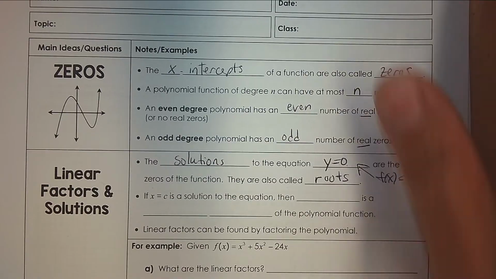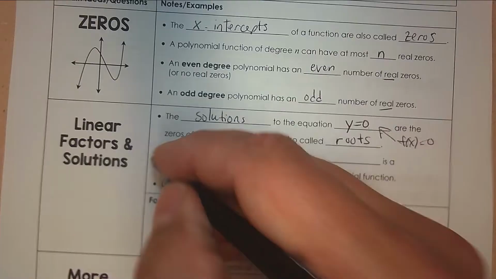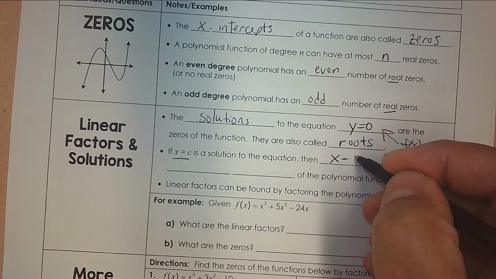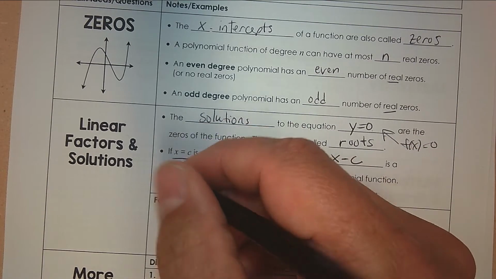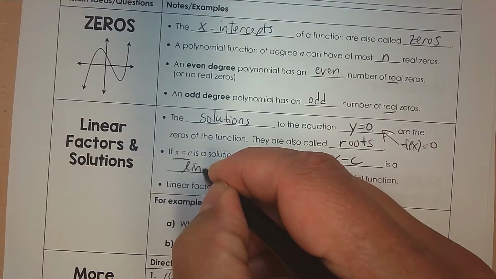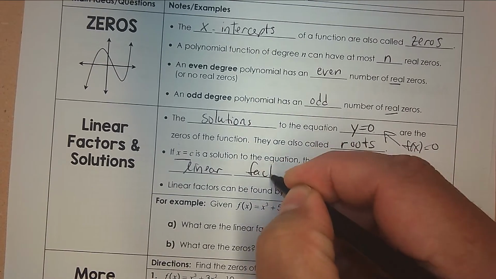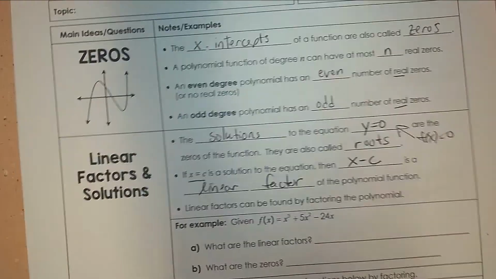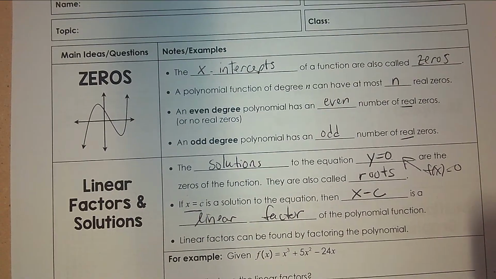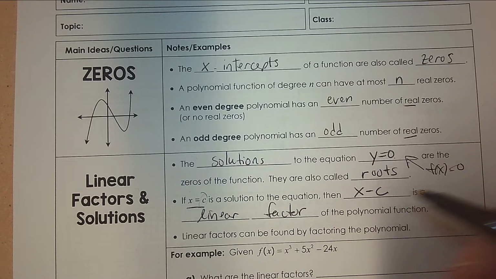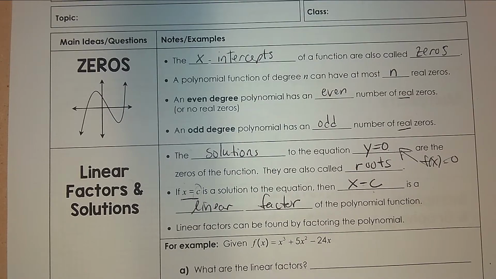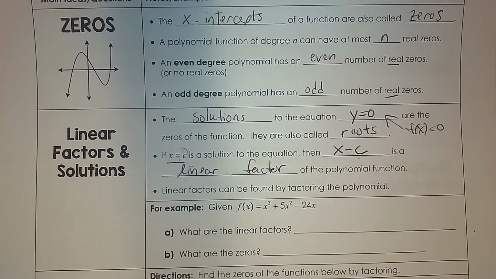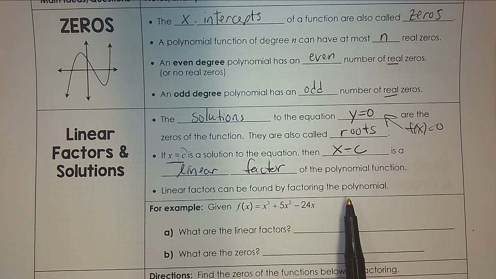If x equals c is a solution to the equation, then x subtract c is a factor of the polynomial. We're going to understand that zeros and factors are inverses of each other. So if one is positive, the other is negative, and vice versa. As we practice, that will become intuitive, I think. Linear factors can be found by factoring the polynomial.